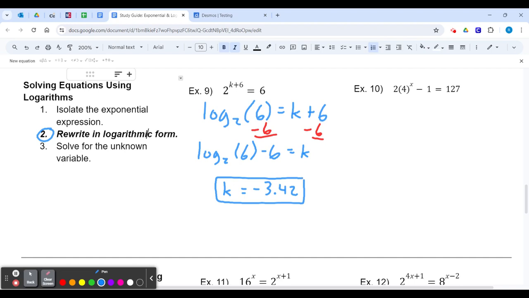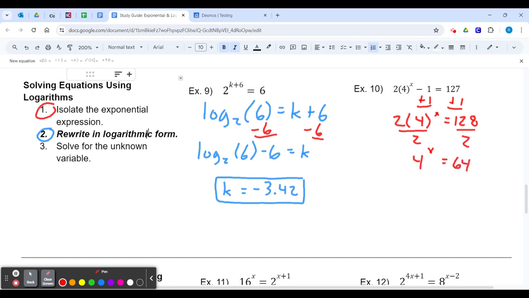Similarly, with example 10, we're going to need to use a logarithm to work with it. First, we've got to isolate our expression, though. So isolate that exponential expression. I need to do that by adding 1 to both sides first. So now I have 2 times 4 to the x equals 128. And then I've got to divide by 2 to get that 2 away and just have my base exponent pair. So now I just have 4 to the x equals 64.